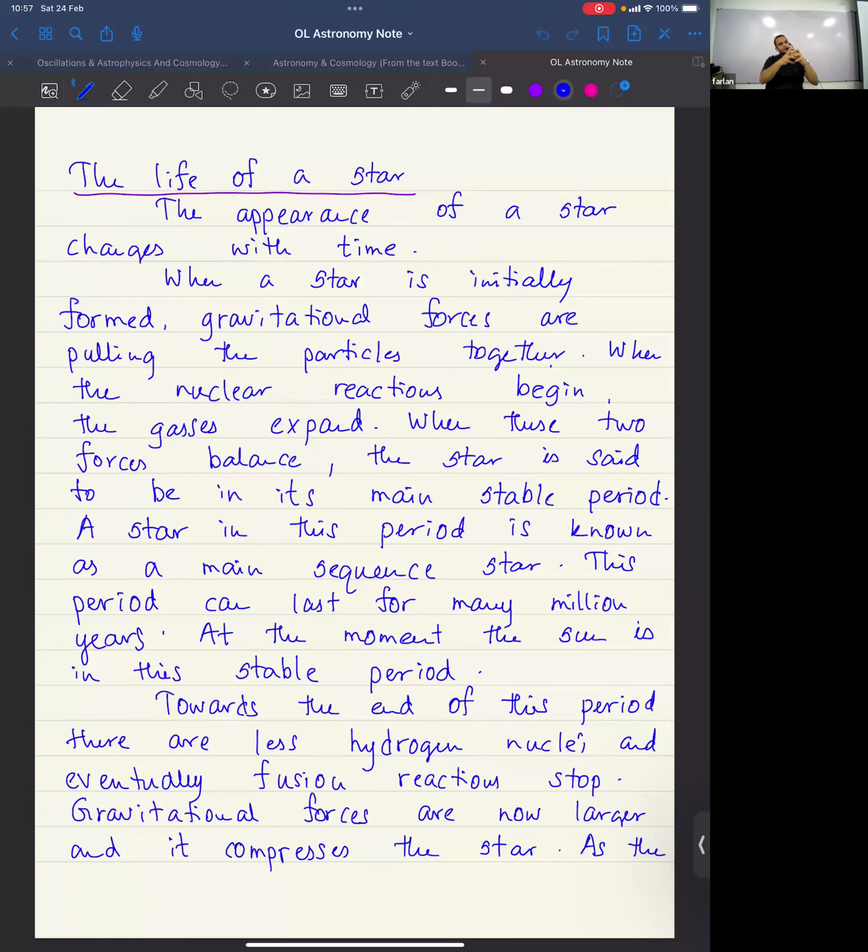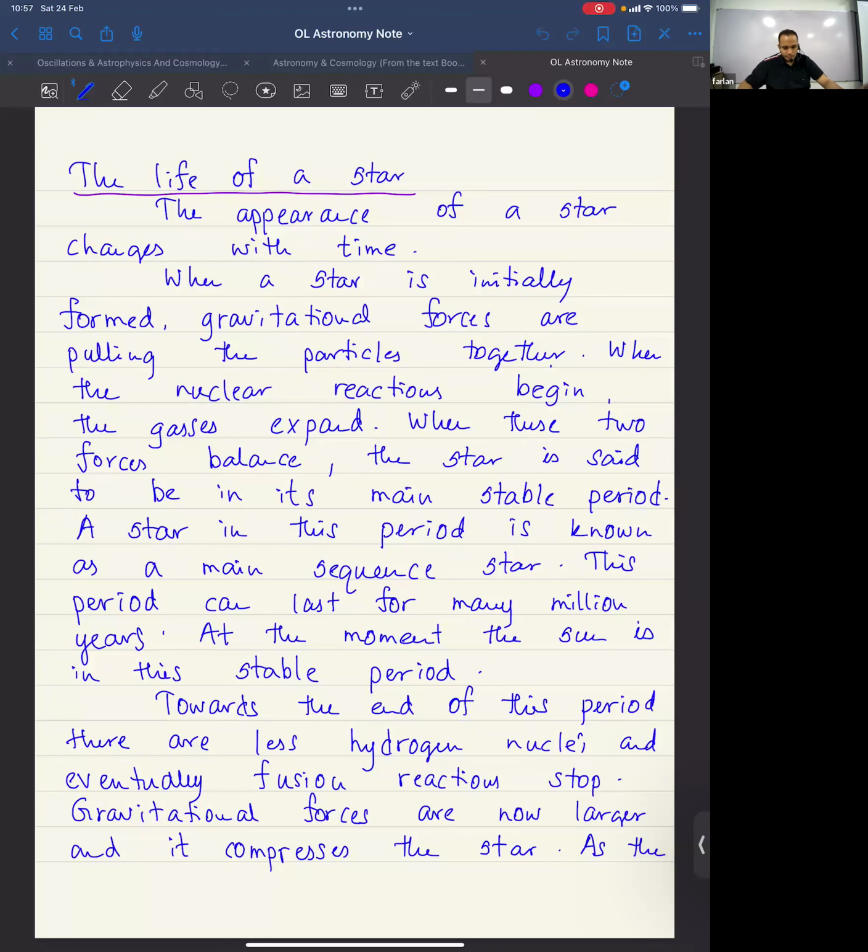When it shrinks, the temperature will increase a lot. The hydrogen has already fused to become helium. At such high temperature and pressure, the helium will start fusing. When helium fuses together, there will be a huge outward force. Then it will start to expand again.